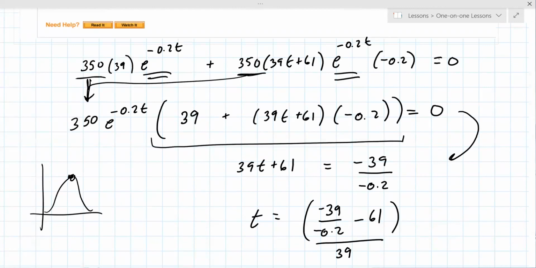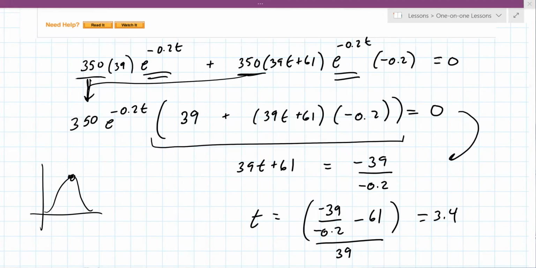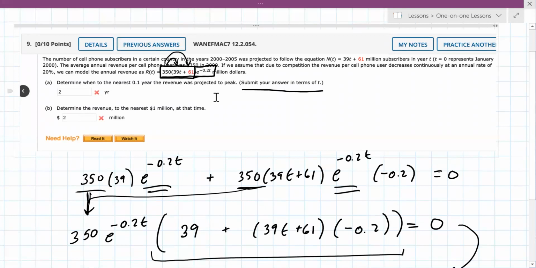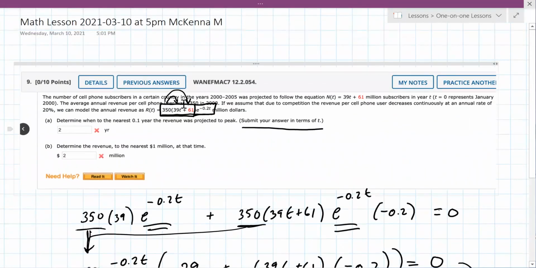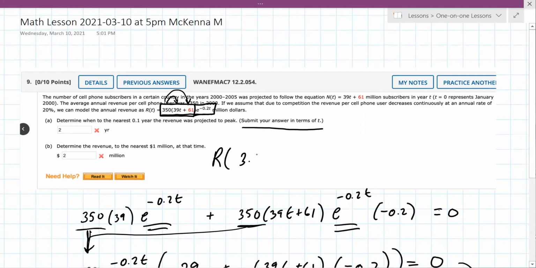So let me get a number. Let me make sure this actually produces a number. It's reasonable. This says 3.4. So could you check that for us and make sure that that is the time? Yeah, so 3.4 years. And then it says determine the revenue. So that's where you take the number you just found, which mine is rounded. I wouldn't want to use that, and you put that back into the original function.